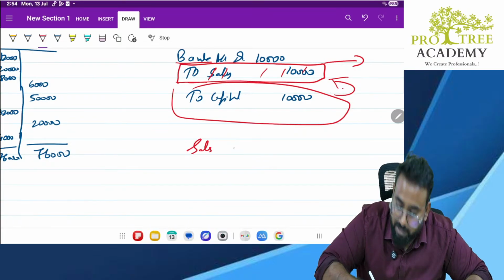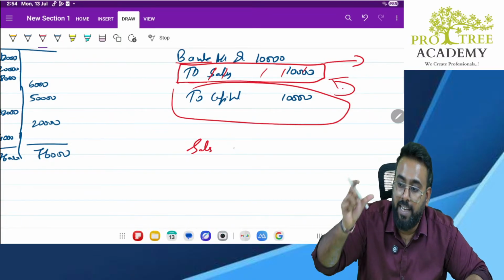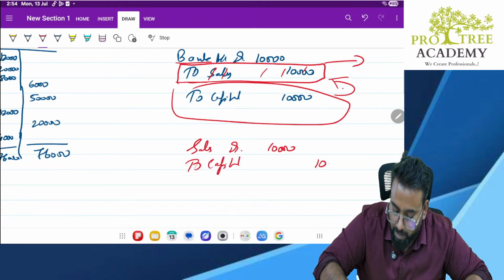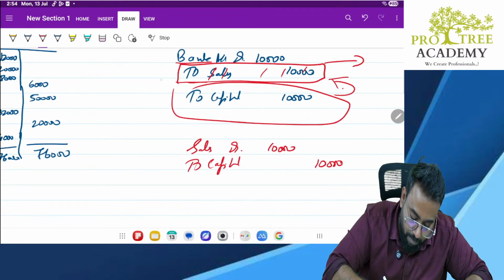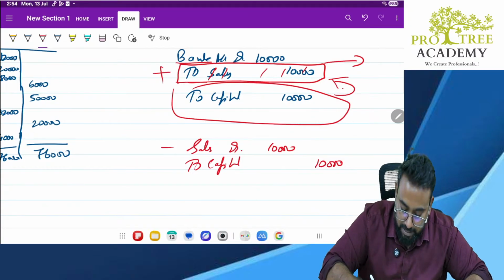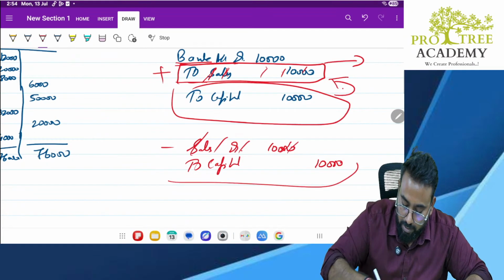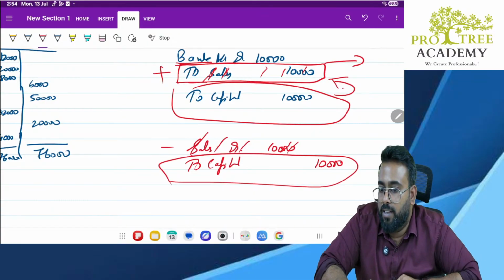Now capital account has to come in which position? Credit position. So to capital. Understand the mathematics: here plus, here minus, cancels out. So what remains? Bank account debit to capital. Understanding? Does everyone understand or not?